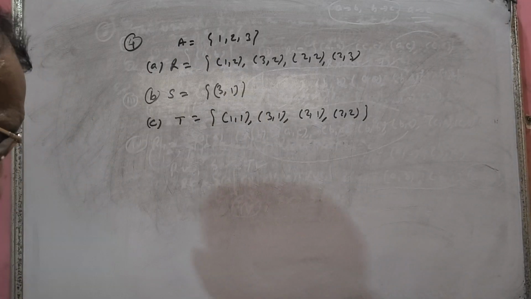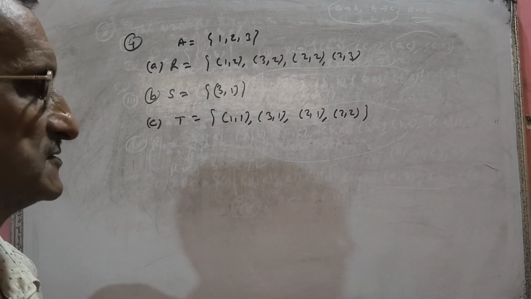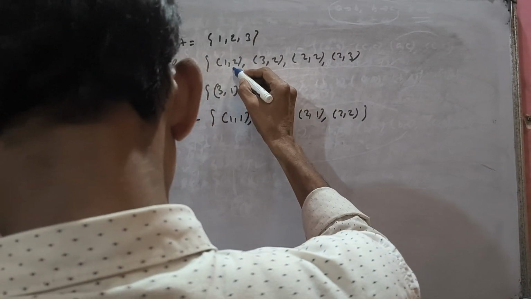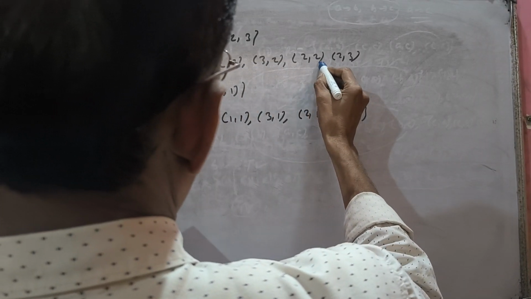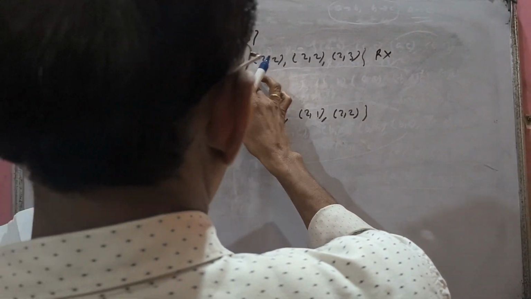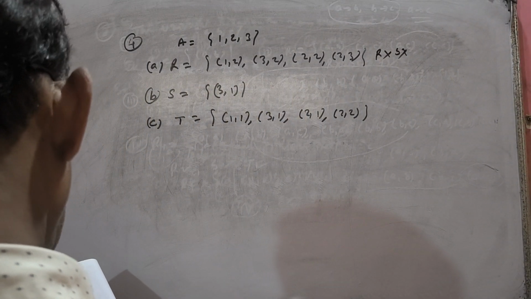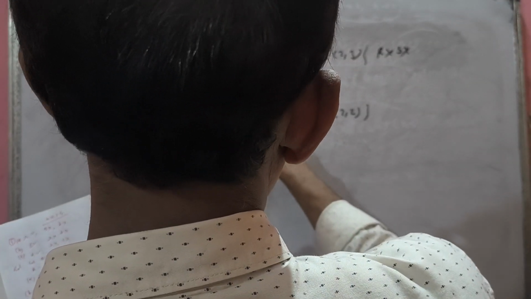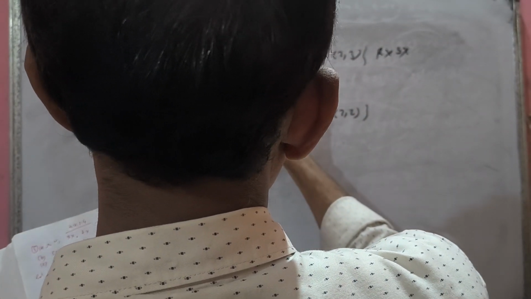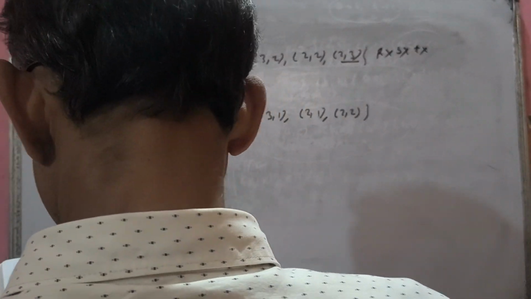We need to check symmetric and transitive also, everything I will give you, but the question asks only reflexive. See number 1. 1, 1 is not there, so it is not reflexive. Also 1, 2 is there, but 2, 1 is not there, so not symmetric. Then 1, 2 is there, 2, 3 is there, but 1, 3 is not there, so not transitive. Okay?